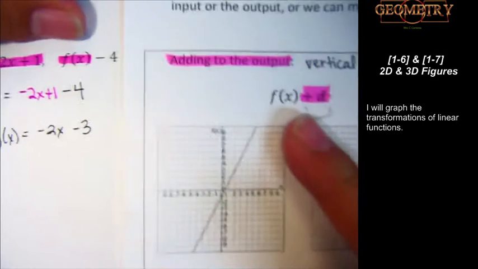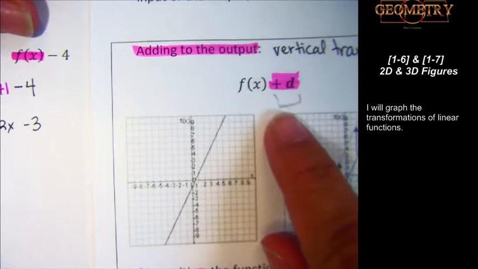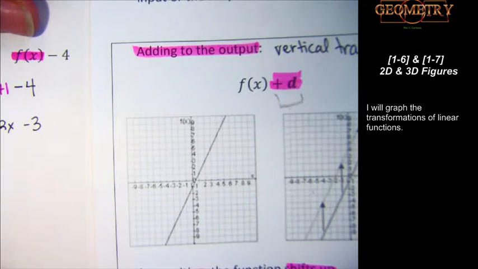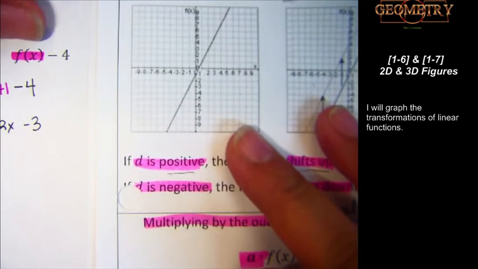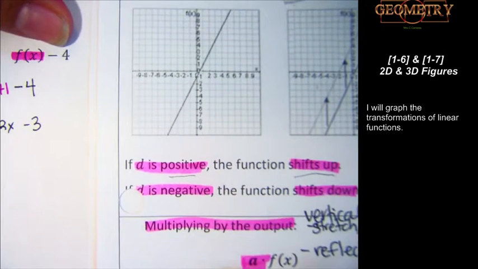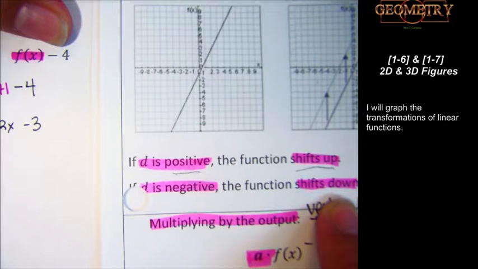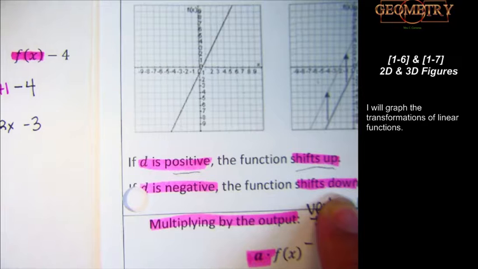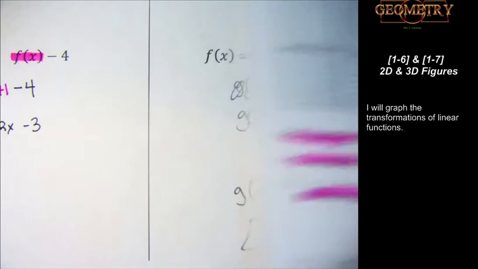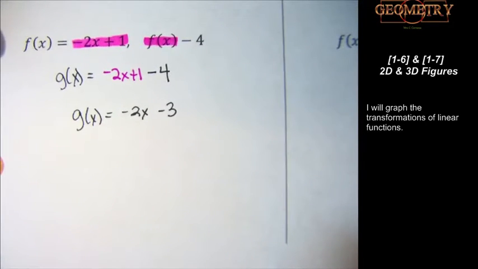So this looks like some sort of vertical translation, so you could write there's a vertical translation. Because this out here is a negative, it shifts down, and then you state the number of units. In this case it's 4. Shifts down 4 units. That's it. Easy enough.